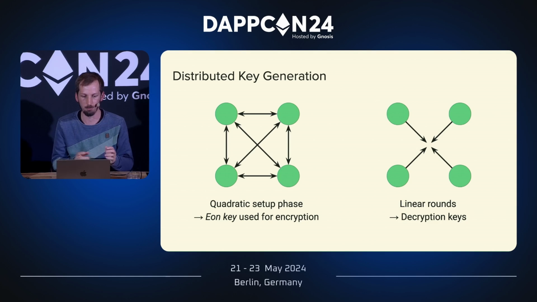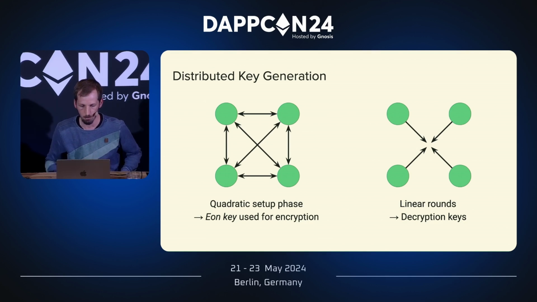Therefore, our protocol works like this: we run this phase only once. We have a setup phase, which gives key shares for every member and then outputs one master key. We call it the Eon key, because it's supposed to be valid for a very long time, as long as the keeper set is active. Then for every slot, we can generate the decryption keys very quickly with just 1 message per node, which is optimal.